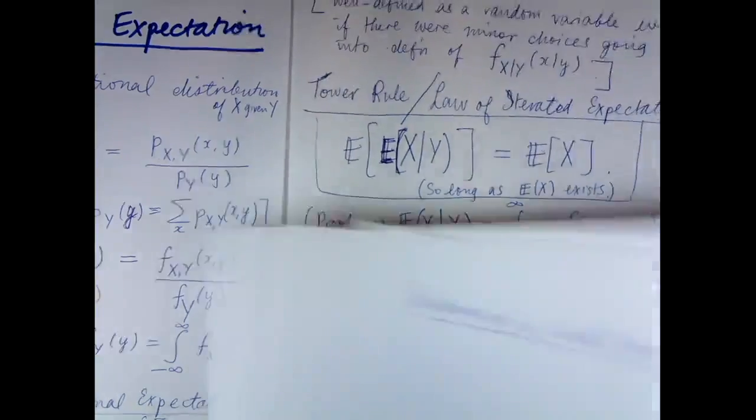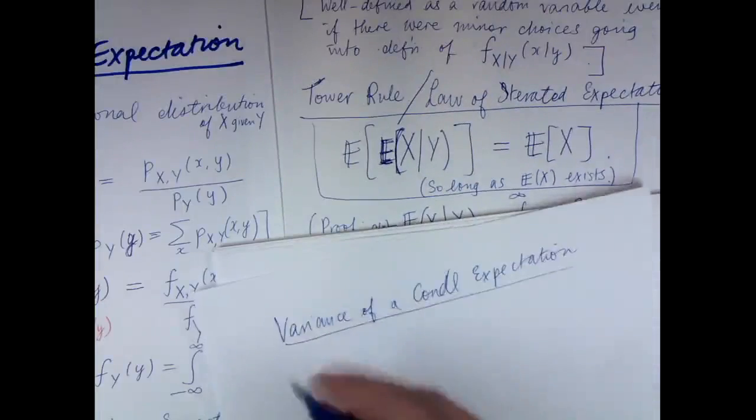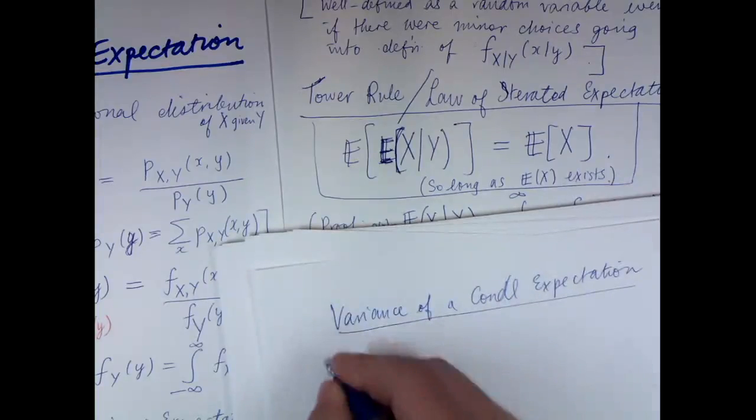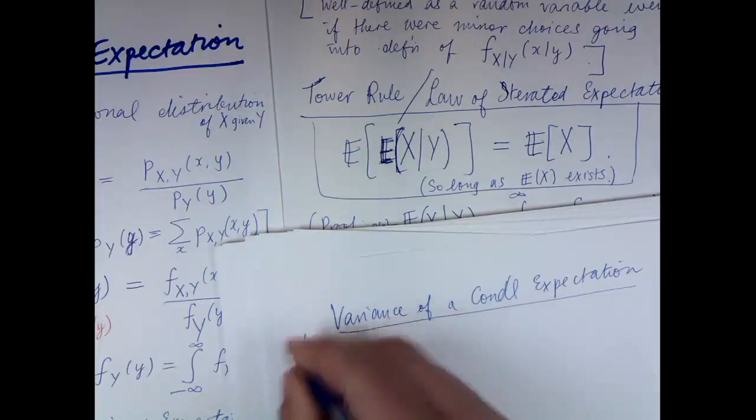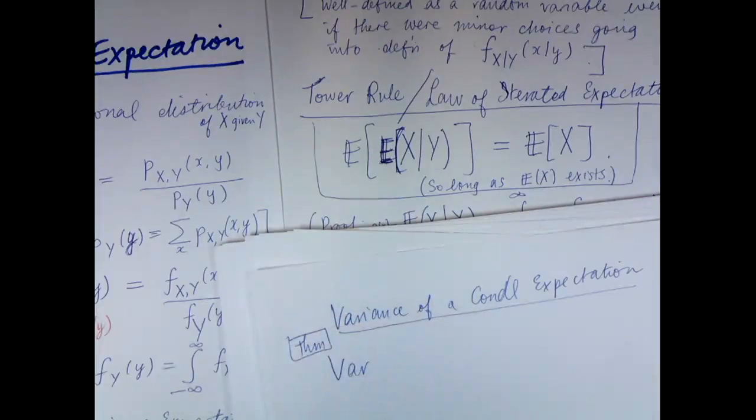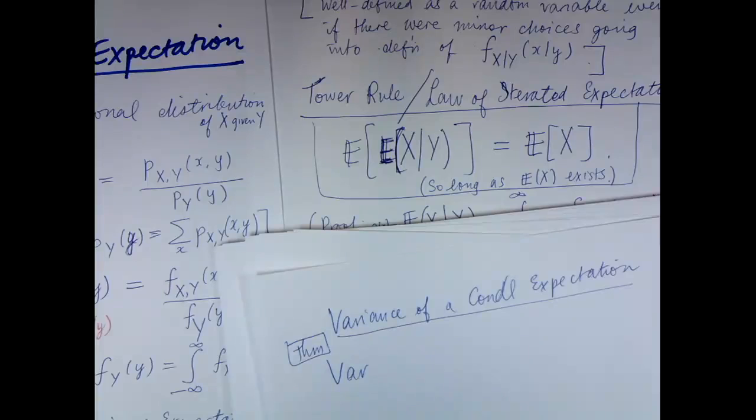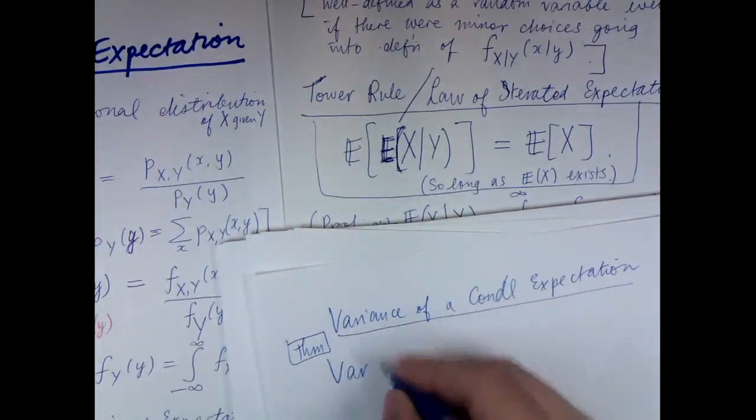Okay, so, variance of the conditional expectation. The theorem in this context is that the variance of the conditional expectation is going to be less than that of the variable you are taking expectation of. That's because you've lost variability and you've lost information. It can't go as far. It could be equal, in which case you've not lost any information.